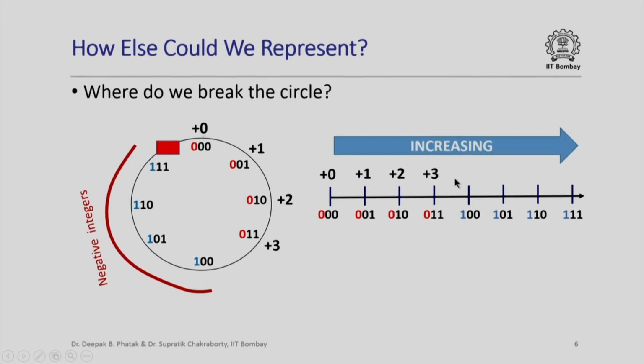And if I want to treat this as a number line and say that the numbers are increasing this way, what you will see is that here I must have something which is greater than +3, and so really there is no space for negative integers. So if I want to take this circle and unwrap it as a number line, this is not a good place to break if we want these 4 binary sequences to represent negative integers.